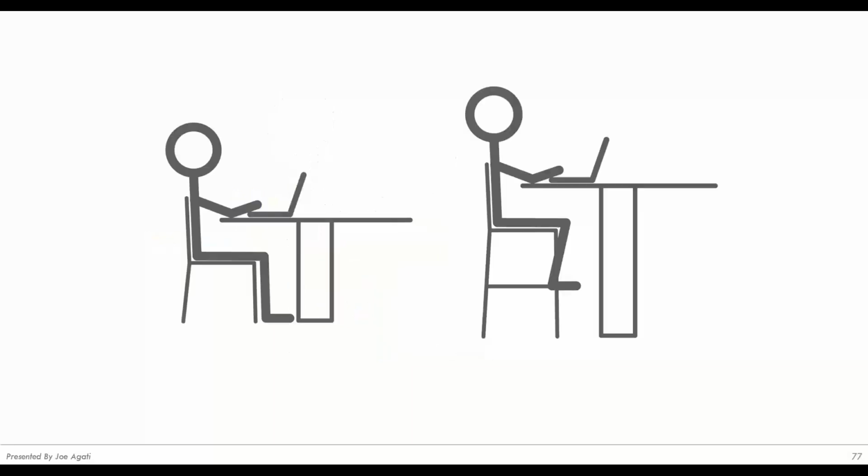And I always like to point out that the same ratio should still exist, that back support should still exist if you go to higher tables.